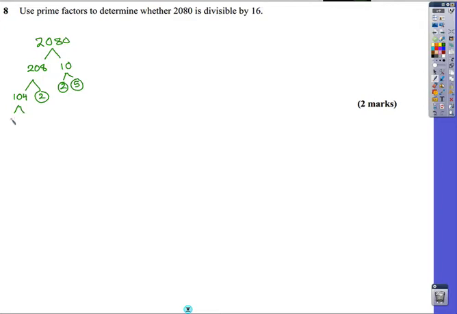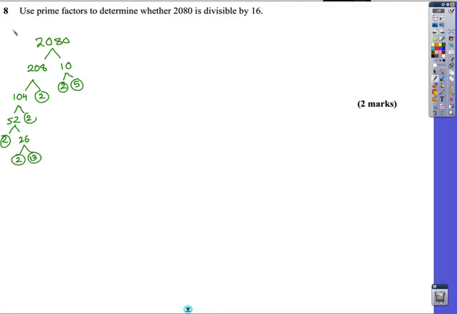208 is 104 times 2. And 104 is 52 times 2. And 52 is 26 times 2. I'm going to write 26 times 2 this way because we don't have any space to go down. 26 is 2 times 13.